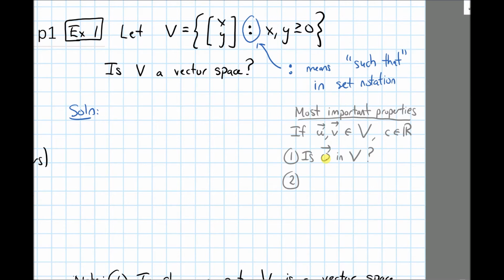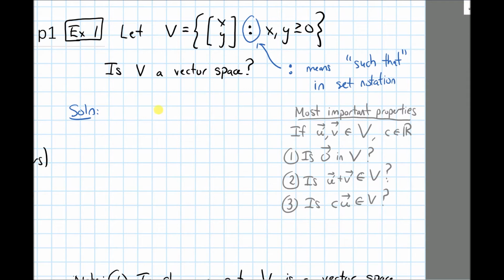The second property: is V closed under addition? So when we add u and v together, is that in V? Well, actually, let me use my element notation. Is this in V? And then also, is it closed under scalar multiplication? So is c times u, when I multiply u by some real number, still going to be in V? So usually if we're going to show that something is not a vector space, we try to show that one of these three properties does not hold.